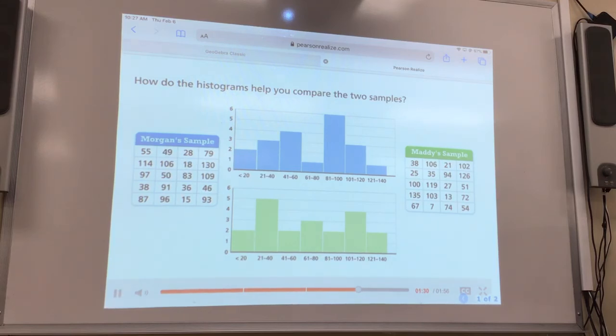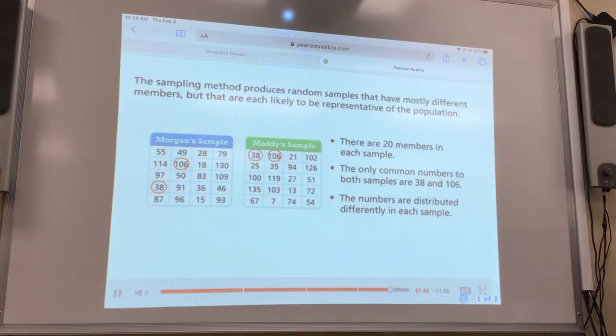Let's see what they say. The histograms show that the data is distributed unevenly, but differently in each sample. Every range is represented with at least one value, and at most 6 values in a sample. We can conclude that the sampling method produces random samples that have mostly different members, but that are each likely to be representative of the population.